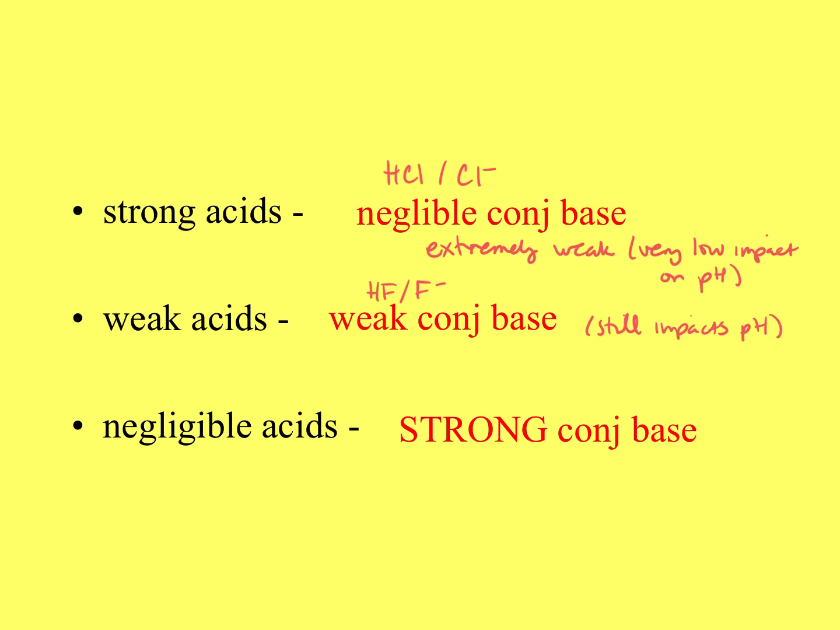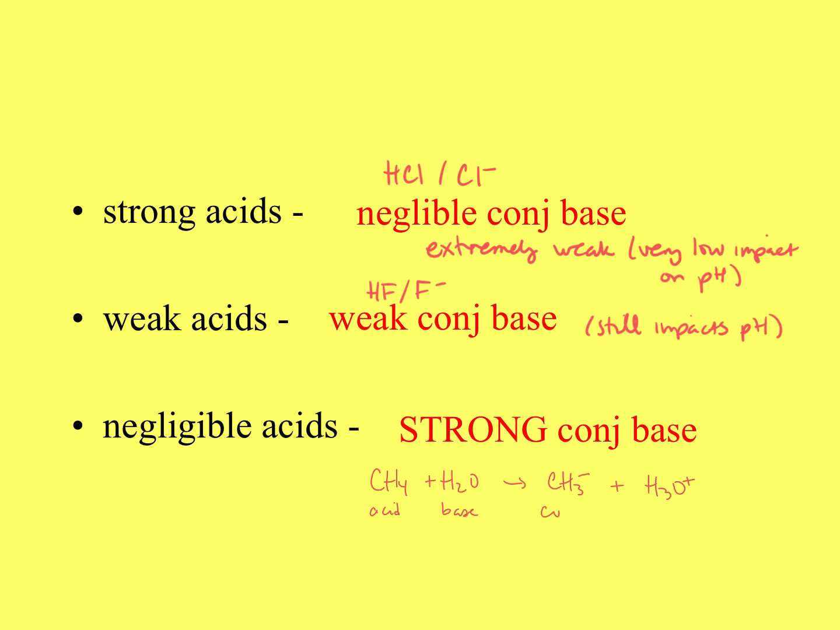Okay, and a negligible acid would have a very strong conjugate base. And maybe one I could think of would be like CH4. And when that one undergoes hydrolysis, it is acting as an acid. And then this water is acting as a base. Then this is going to become CH3 minus and H3O positive.